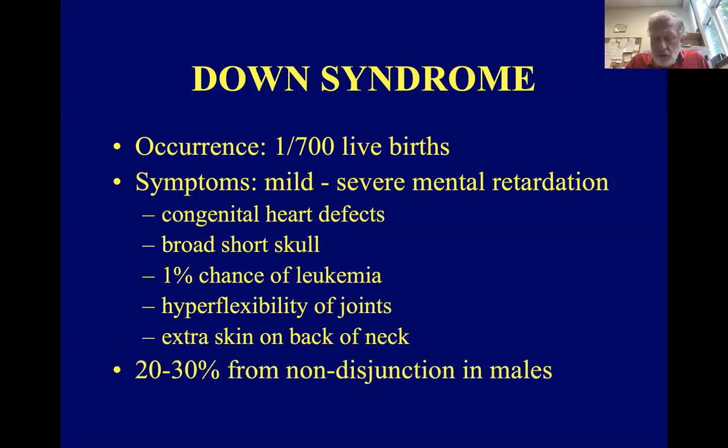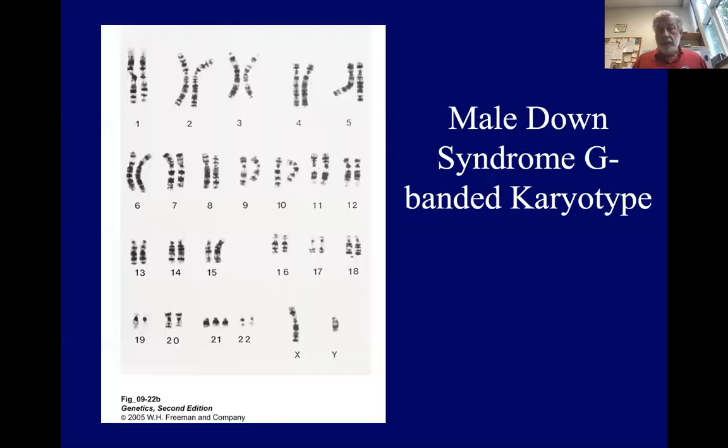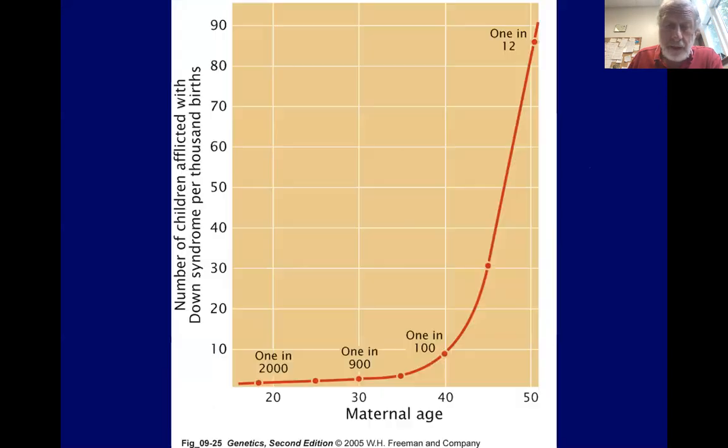Even though this usually occurs from non-disjunction in women, especially older women, for reasons we've discussed before, 20 to 30% of the time it occurs from non-disjunction in males, even though we males are making fresh gametes all the time. So here's a G-banded karyotype of a male with Down syndrome. You can see the X and the Y chromosome there, and 3 number 21 chromosomes down at the bottom. So there's one extra of our smallest autosome, and people can be pretty messed up.